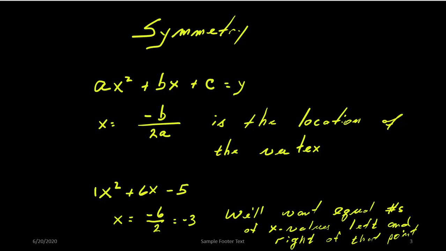The equation that we're going to be graphing today is 1x squared plus 6x minus 5. This is just an example. Any quadratic equation will work. So the first thing I want to do is calculate where the vertex is, the x value. In this case, that's going to be negative 6 divided by 2 equals negative 3. And once we start generating our data, we'll want equal numbers on the left-hand side of that value as we have on the right-hand side of that value.